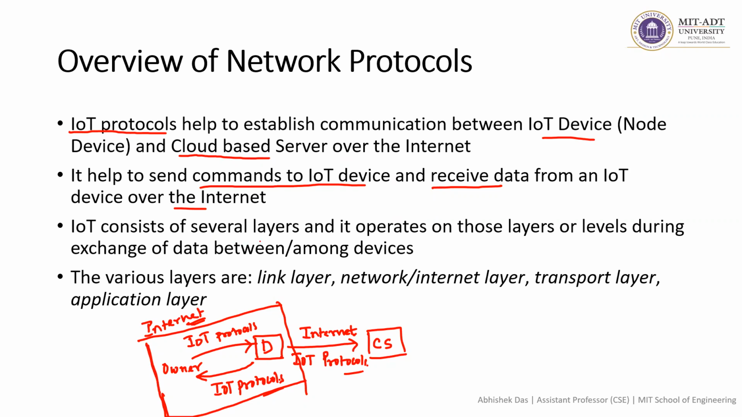Now, IoT consists of several layers, and it operates on those layers or levels. You can also call them layers or levels, during exchange of data between or among devices. As I was saying, let's say there is an IoT device over here. So I will just drop this part and I will again show that.